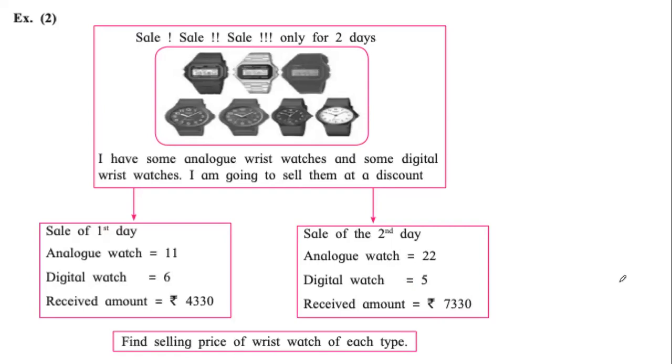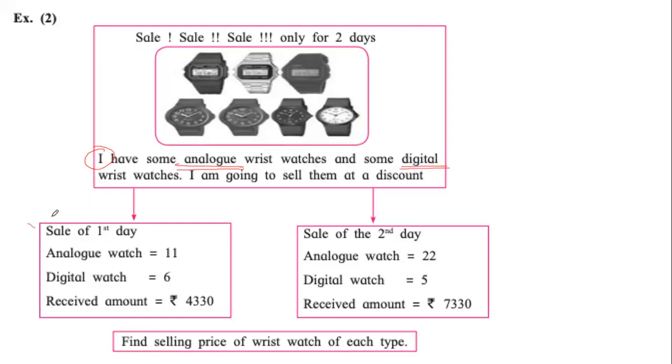I have some analog wristwatches and some digital wristwatches. I am going to sell them at a discount. So who is I? The seller? Yes, seller, the shopkeeper. So the shopkeeper has some watches. Tell me, what are the different types of watches he is having? Analog watches and digital watches. Very good.